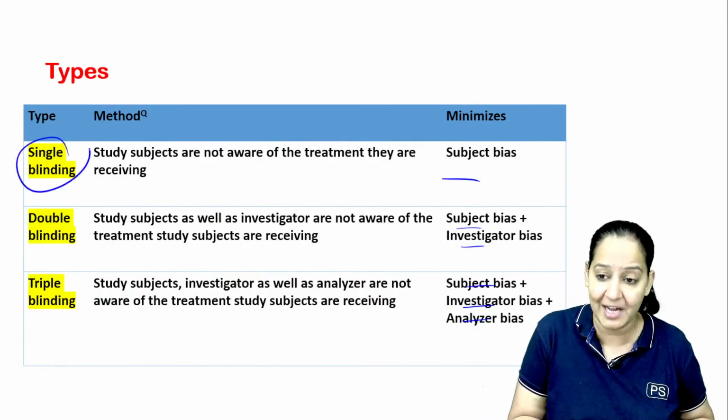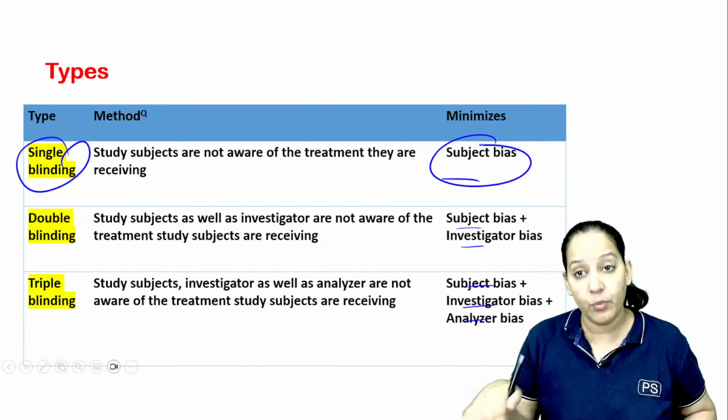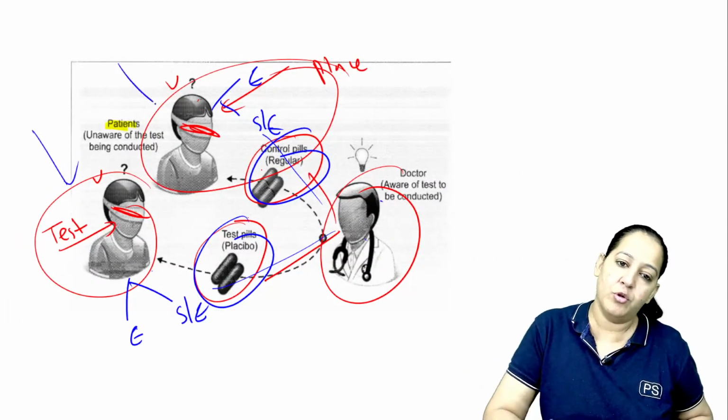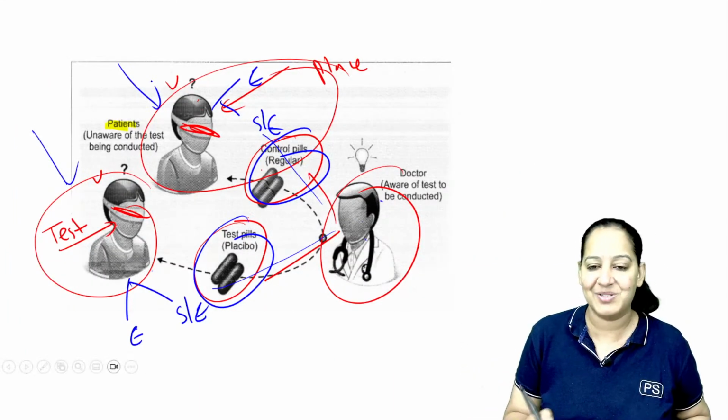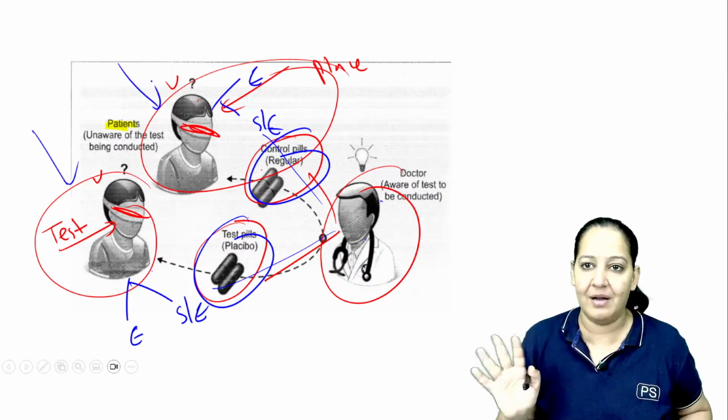You will say in single blinding the subjects are blinded. So we are removing subject bias, the psychological impact is removed here. Now both of them don't know which drug they are getting, so they will give you real experiences, how they are feeling, not psychological experiences.